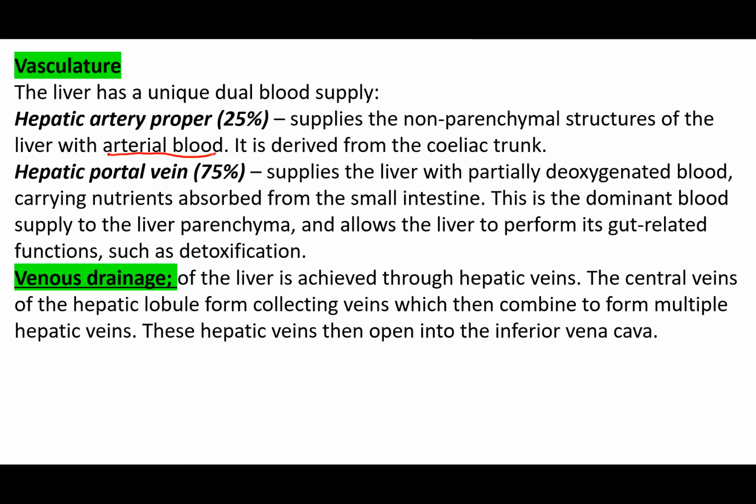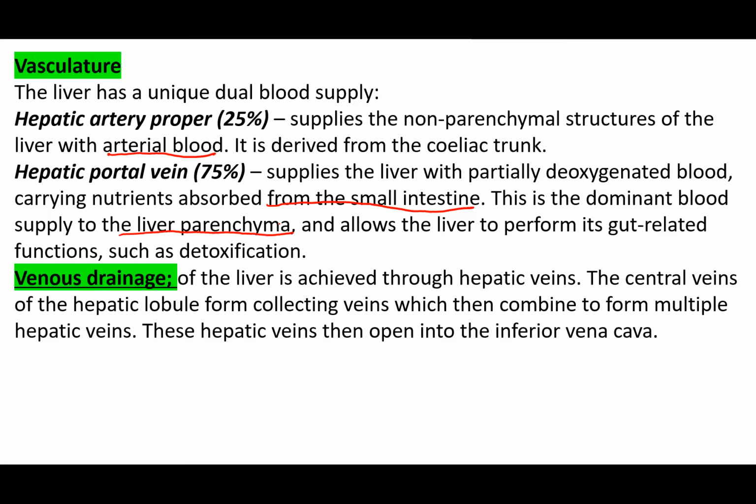The hepatic portal vein, 75%, supplies the liver with partially deoxygenated blood, carrying nutrients absorbed from the small intestine. So the portal vein is coming from the small intestine, but with partially deoxygenated blood. It's the dominant blood supply to the liver parenchyma, and it also allows the liver to perform its gut-related functions, such as detoxification.